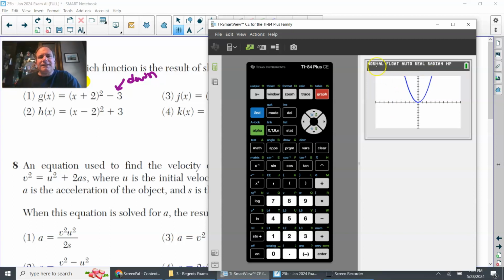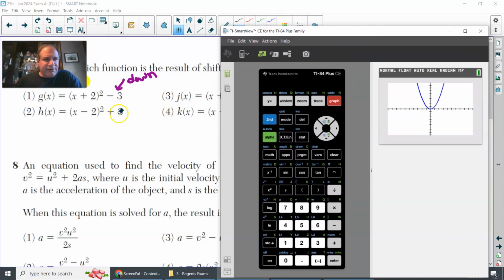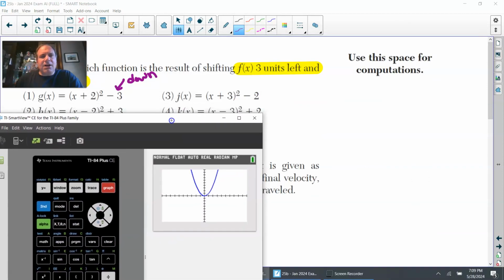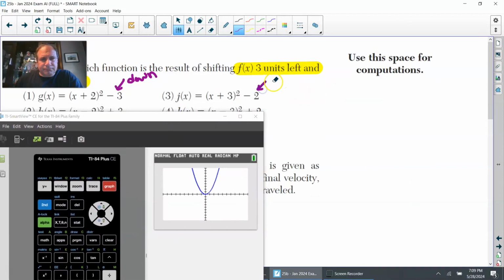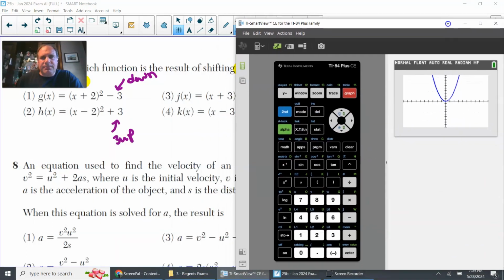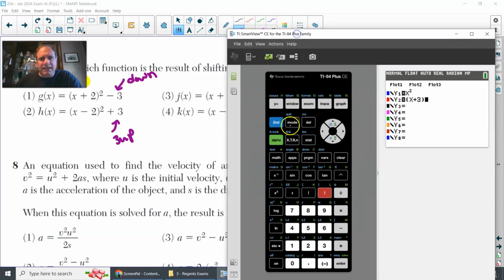So they want to move that parent function 3 to the left and 2 down. This is 3 down, this is 3 up. It's kind of like the y-intercept, but not really, but you can think of it that way. This is 2 down, minus 2, and this is 2 up, plus 2. So I'm going to try the one that's 2 down. I'll put in y equals x plus 3 in parentheses, squared, minus 2.